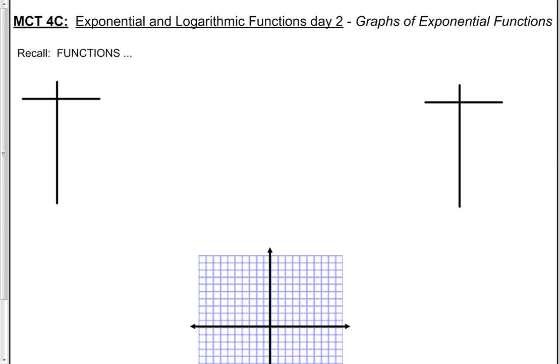All right, grade 12s, we're going to be looking at exponential functions and their graphs today. I won't be long, there's the good news. First of all, recall what a function is. A function has one y value for every x value.